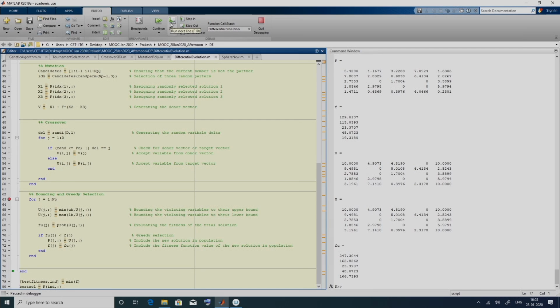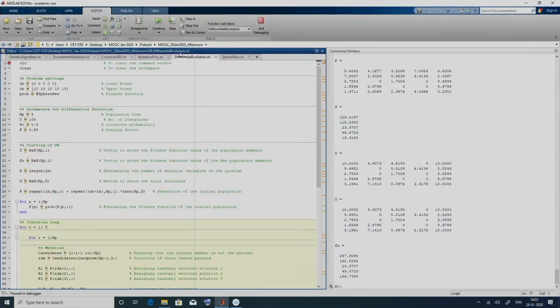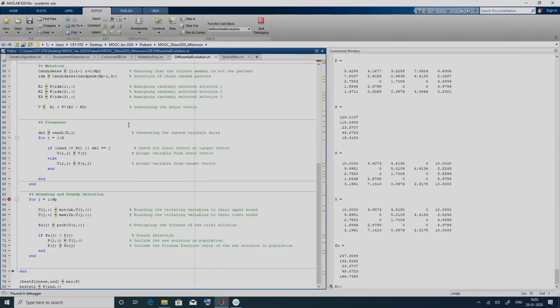Similarly we will have to perform all the iterations, the second iteration, the third iteration, all the way up to 100 iterations, because in this case we had set the value of t to be 100. As you can see, the implementation of differential evolution is very easy. Let me just execute this. Let me put a breakpoint over here. As soon as it completes all the iterations, I want it to pause.